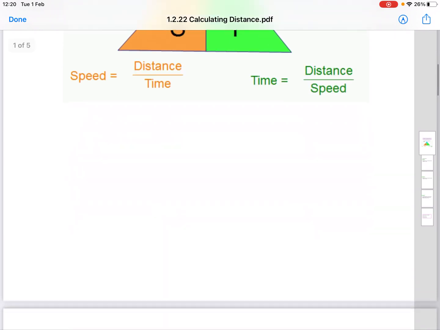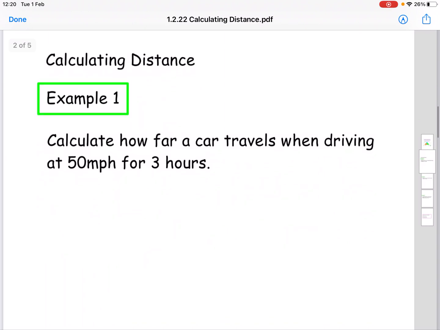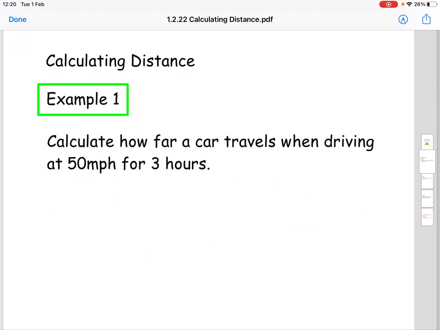So I'm going to do just a few very straightforward examples with you. So here's the first example. We have here, calculate how far a car travels when driving at 50 miles an hour for 3 hours. So what I would encourage you to do for all of these questions for the next section of work is to write out your 3 variables, distance, speed and time, and write out what you have, okay? And that will help you decide what you're being asked for, okay?